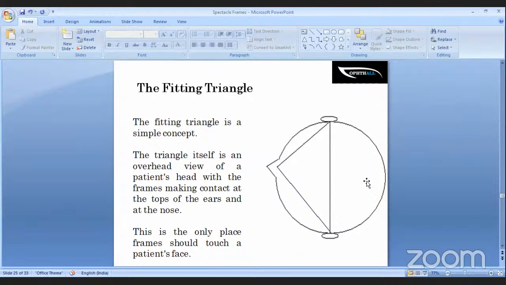that it makes contact only at 3 points on the wearer's face: one at the nose and two on the two ears. So if you draw a line from the nose to the two temples to the two ears, you will make a triangle. So the concept is called the fitting triangle. These are the 3 points only where the frame should ideally touch the patient's face.